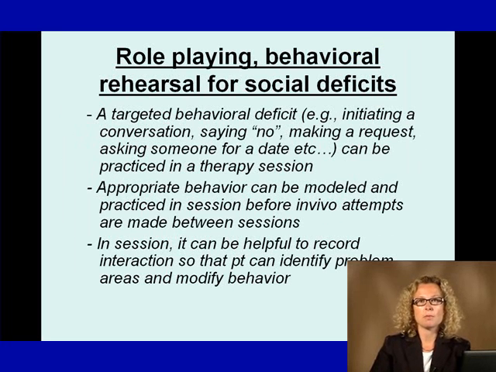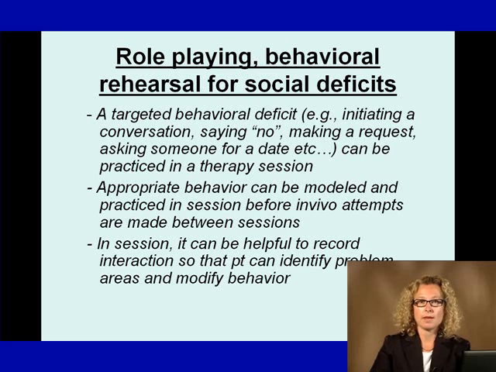Role-playing in the session is a form of behavioral rehearsal to help the patient practice social skills. Therapist and patient collaboratively identify a target skill to work on, such as initiating conversation, saying no, making a request, or asking someone out on a date. The appropriate behavior can be modeled and practiced in the session before real-life attempts are made between sessions.